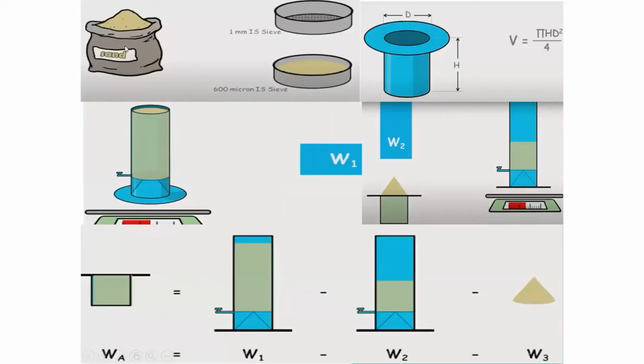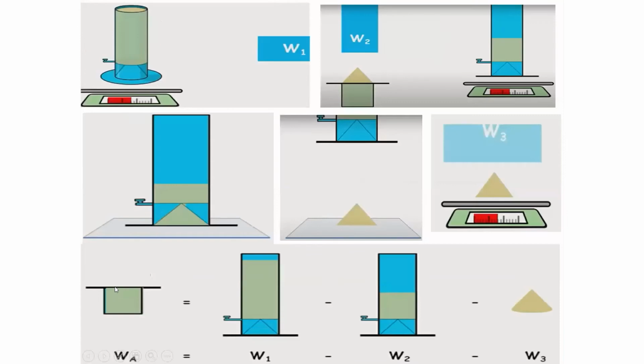See, this is the sand you are taking. You will be sieving, passing 1 mm and retaining 600 micron. You are calculating the volume. This is the formula of volume. Then you will be weighing. When weighed, it is called W1. See, this is W2 when you keep it here. These two, W1 minus W2, will be the W3. How much soil you have taken in this box, you will come to know.